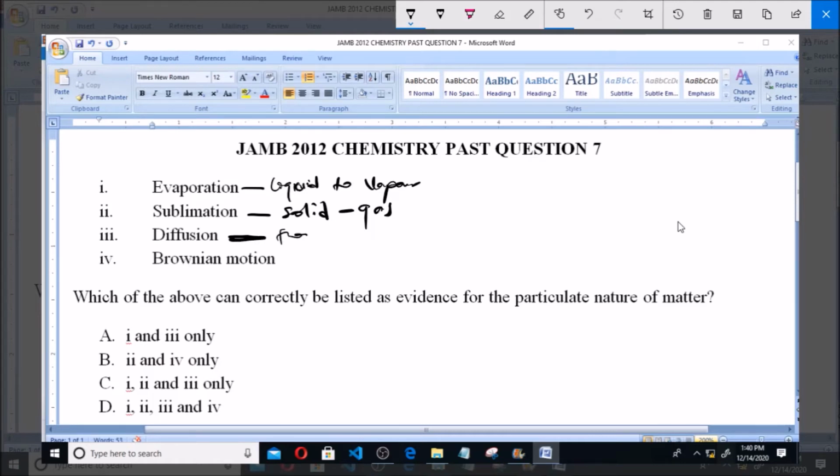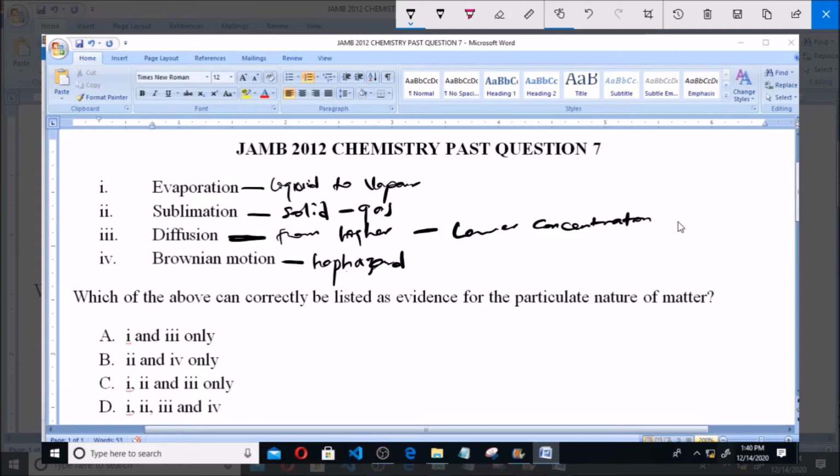from higher concentration to lower concentration. While Brownian motion is just the haphazard motion of the particles of a material due to the bombardment of this material by the surrounding environment.